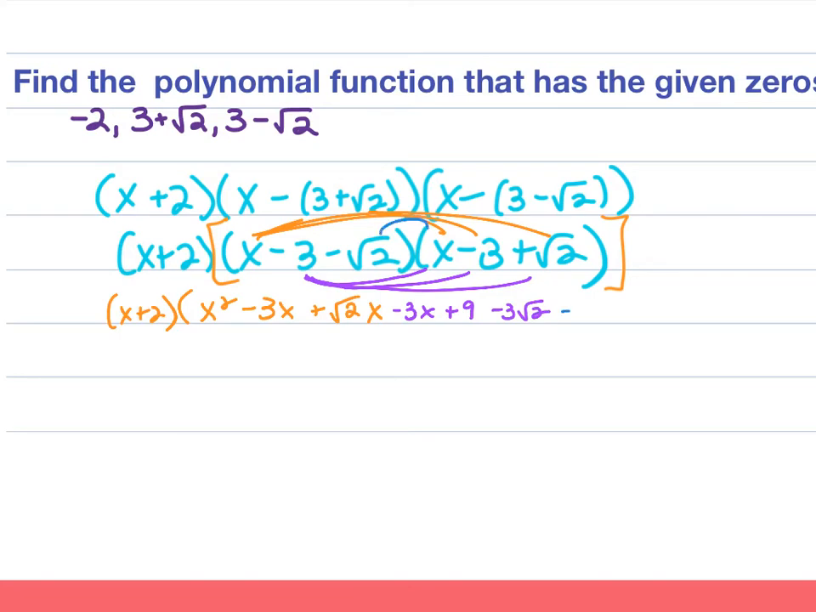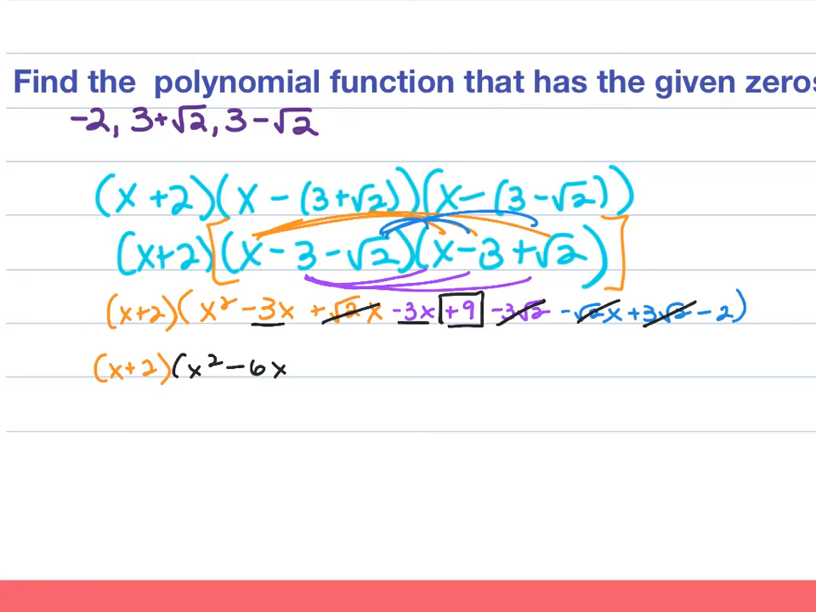Then I go to the next one, negative root 2x, positive 3 root 2, negative root 2 times root 2, which is 2. Bring down your x plus 2. I've got an x squared, negative 3x, and negative 3x, which is negative 6x. Positive root 2x and negative root 2x cancel out. Negative 3 root 2 and positive 3 root 2 cancel out. And all that's left is the 9 minus the 2, which would be a positive 7.